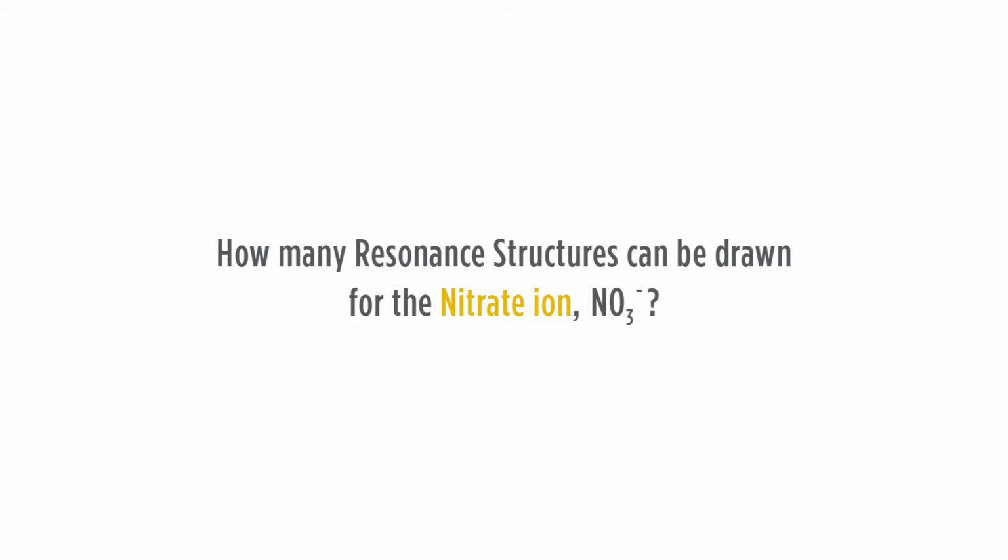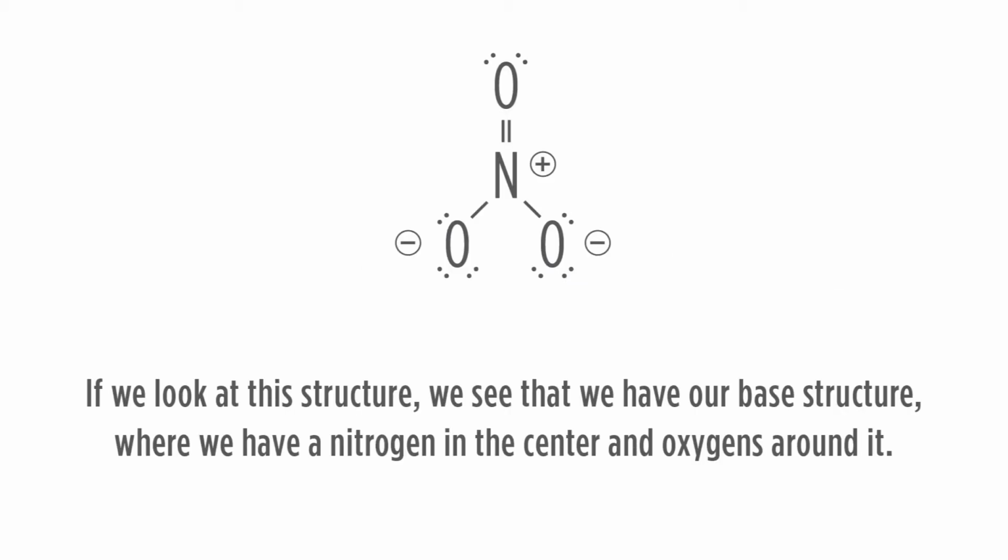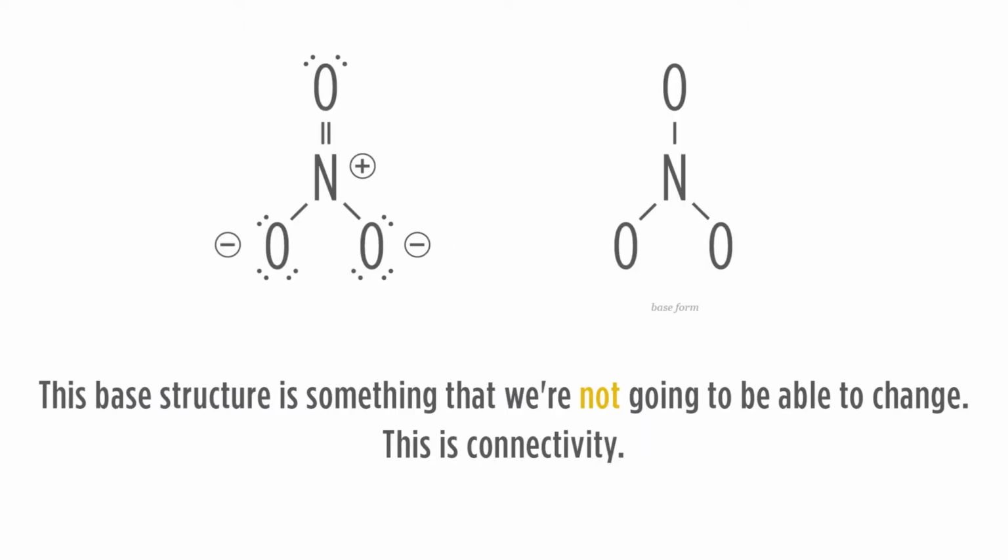How many resonance structures can be drawn for the nitrate ion, NO3-? For this one, let's start with the Lewis structure. If you don't know how to draw the Lewis structure for the nitrate ion, please review that section. If we look at this structure, we see that we have our base structure where we have a nitrogen in the center and oxygens around it. This base structure is something that we're not going to be able to change. This is the connectivity. We have a nitrogen in the middle and three oxygens around it.